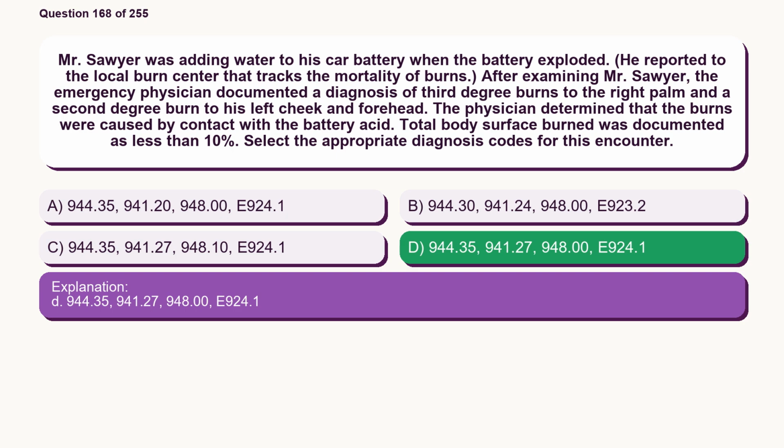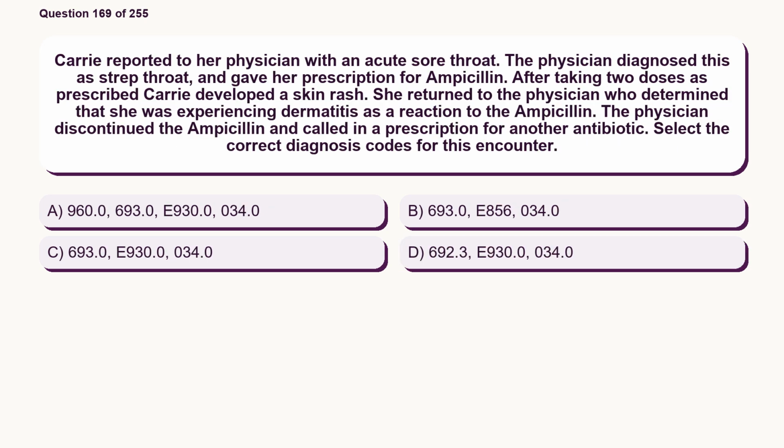Question 169. Carrie reported to her physician with an acute sore throat. The physician diagnosed this as strep throat and gave her a prescription for ampicillin. After taking 2 doses as prescribed, Carrie developed a skin rash. She returned to the physician, who determined that she was experiencing dermatitis as a reaction to the ampicillin. The physician discontinued the ampicillin and called in a prescription for another antibiotic. Select the correct diagnosis codes for this encounter.